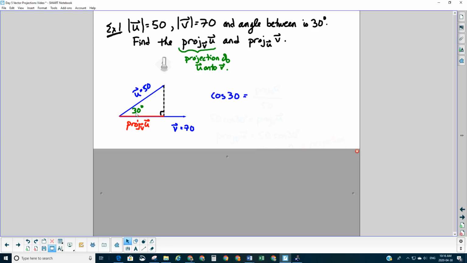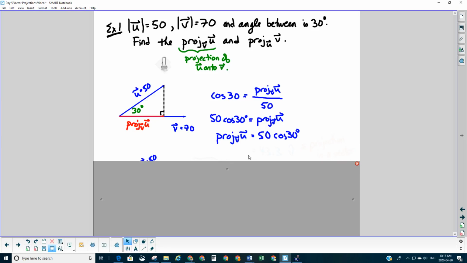So the cosine of 30 is adjacent over hypotenuse. So the adjacent side is the projection answer that we're looking for over the hypotenuse. So if I wanted to solve the projection side, it's being divided by 50. I'm going to bring it up and multiply it by 50. I can go to my calculator now, and 50 cos theta, of course we could write it like this, 50 cos theta, and the answer is 43.3. So it turns out that of the 50 newtons of force, 43.3 of it is acting in the direction of V, and that's what projection is.